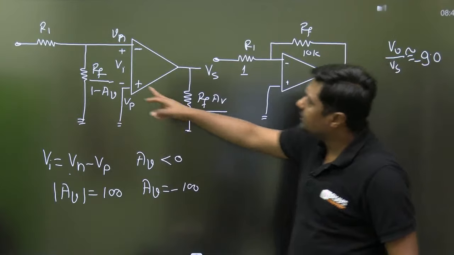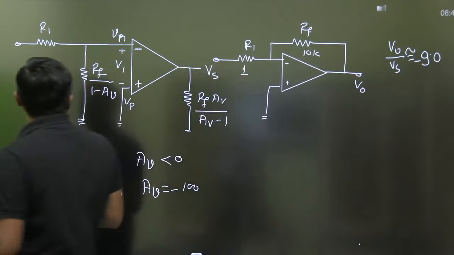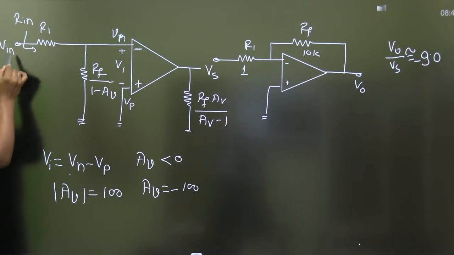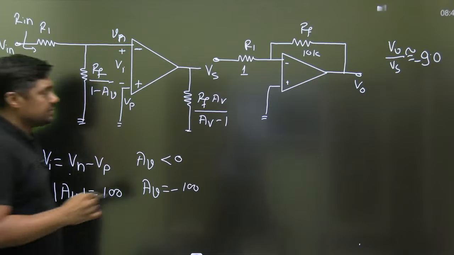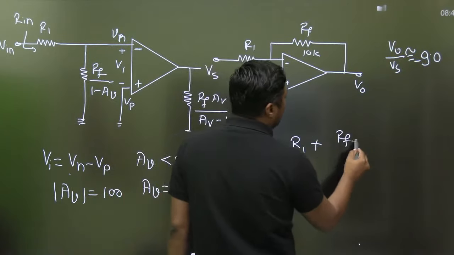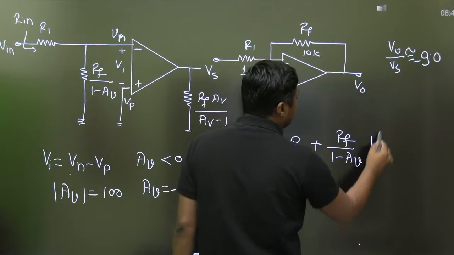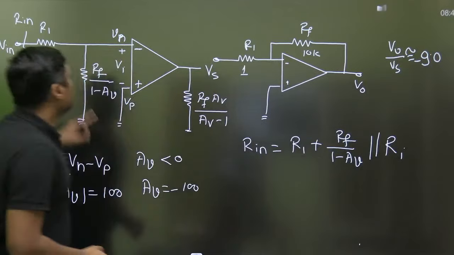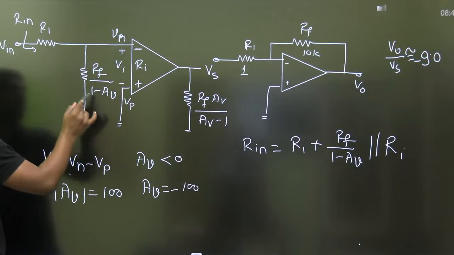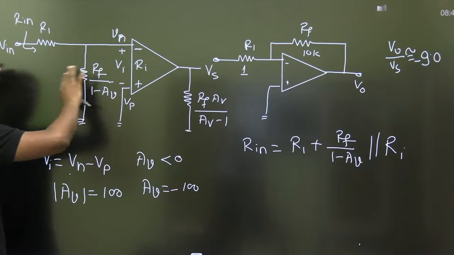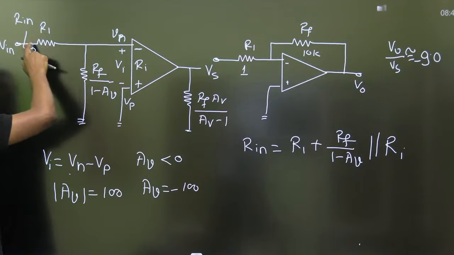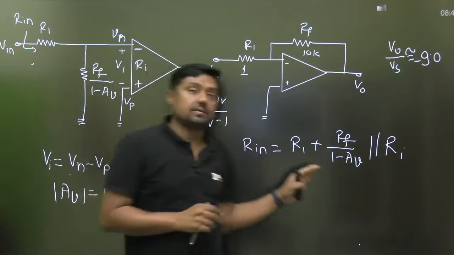Apply Miller's theorem, that becomes RF upon 1 minus AV. Now everyone tell me, what is the input resistance seen by V? This is given as R1 plus RF upon 1 minus AV, parallel with Ri. Here we are having the input resistance Ri. So Ri parallel with RF upon 1 minus AV, then this is the input resistance. These two are in parallel, and that is in series with R1. That is the exact answer.